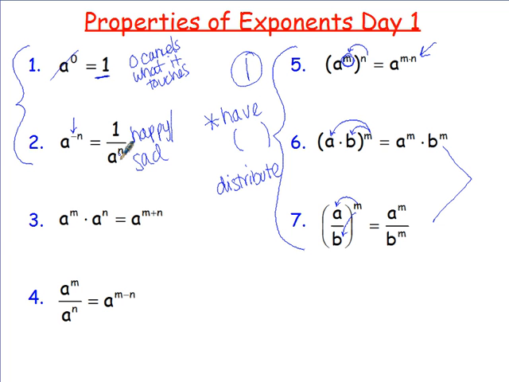Now, the other thing that's important to know, if you have a negative exponent, but it's already in the bottom of a fraction, to make it happy, you move it to the top. And then, again, it becomes happy, and the negative goes away. These 2 guys we use second. The final two that we use are these two. I call these two combining like terms.